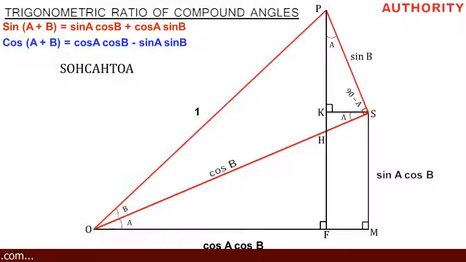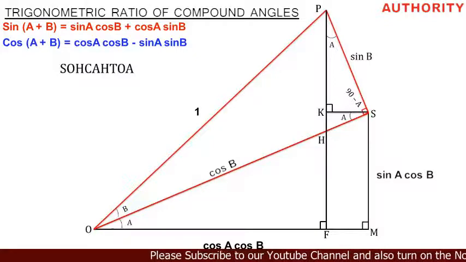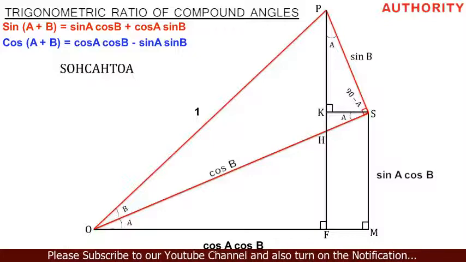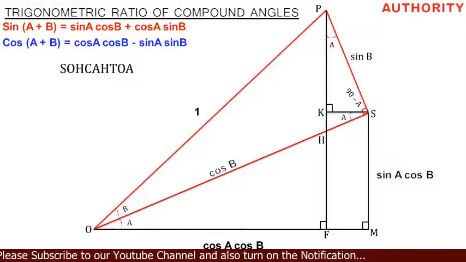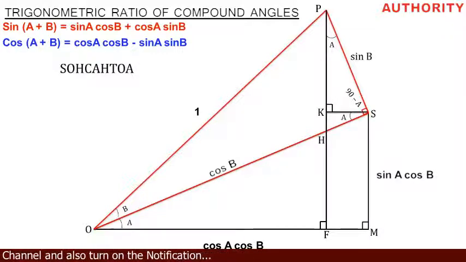Now I want us to take a look at line KS. What is line KS? You discover that in triangle PKS, we have our angle to be A, the same angle that we have here. We have our opposite to be KS, and our hypotenuse to be sinB. But we don't know our adjacent, and we don't know our opposite. So let's find our opposite, that is line KS.